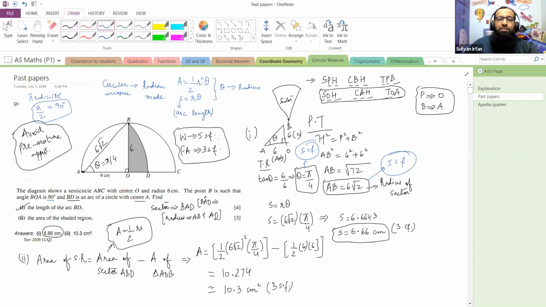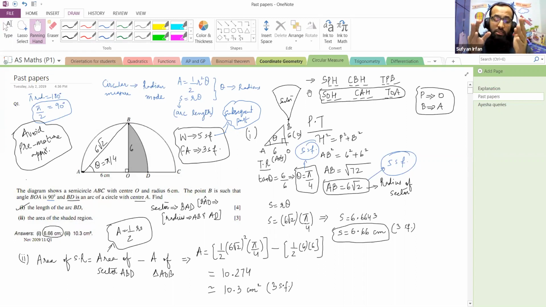So why do we write in 5 significant figures? Because we use such figures for subsequent parts of the question. For subsequent parts, we have to use the 5SF versions, right? So if over here we had to use the arc length, we would have used 6.6643 rather than 6.66. The 3SF version is just meant to give the answer of that particular part. But if we are going to use it in subsequent parts, we are going to use a higher accuracy. Are we clear with it?